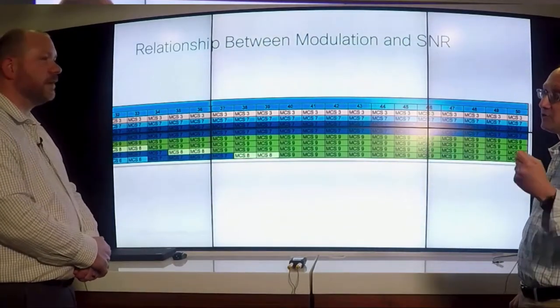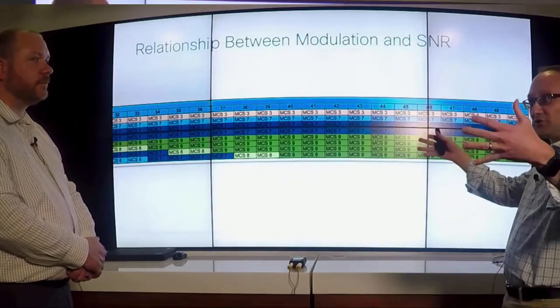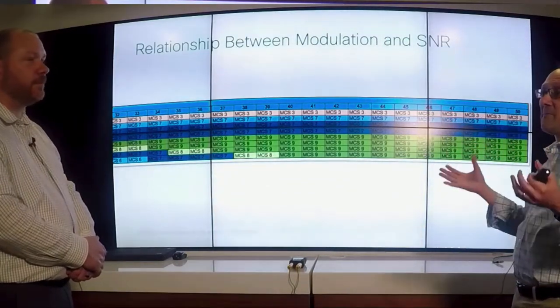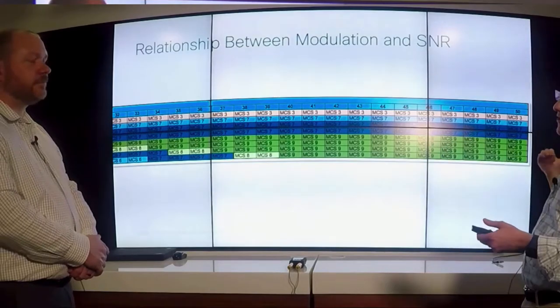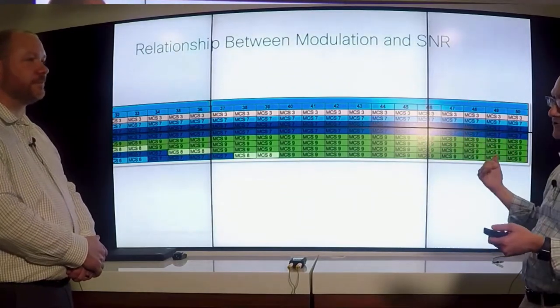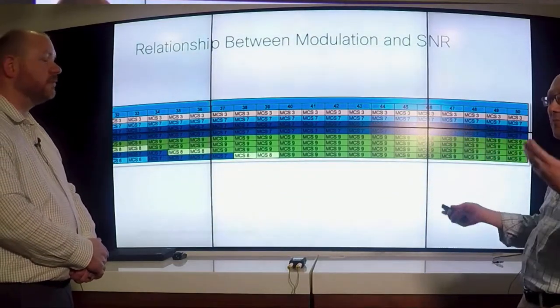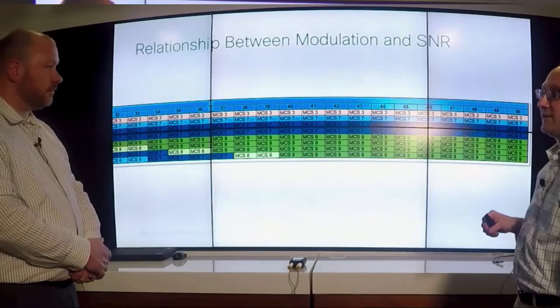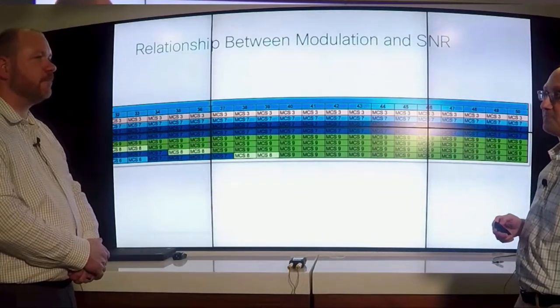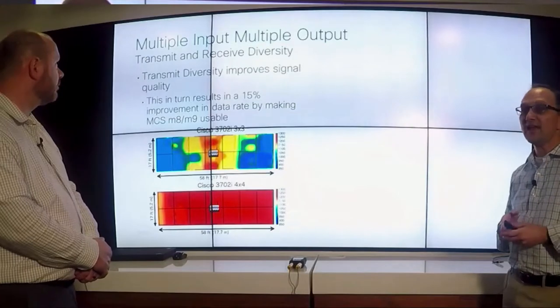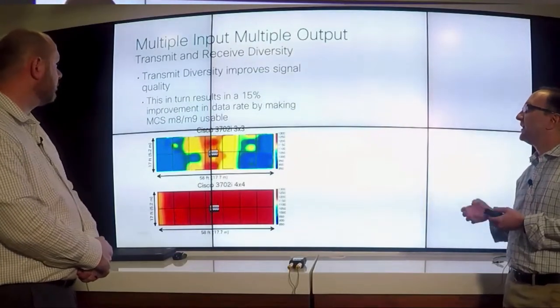Also remember distance, because of the inverse square law. So I might have a good, clean signal, but I'm very far away, so my signal strength is decreased. Great. So it all plays a role in the data rate that I'm going to get. A couple other things here.